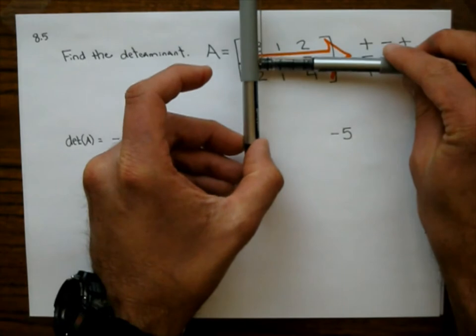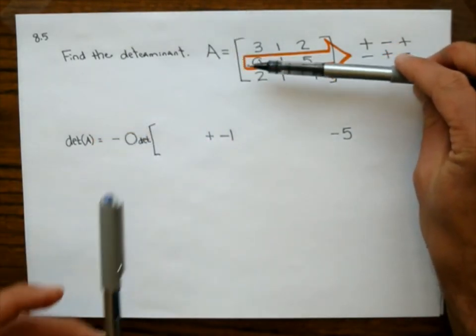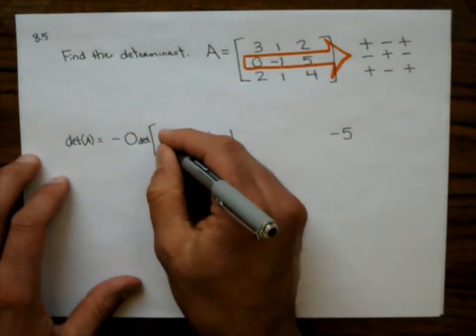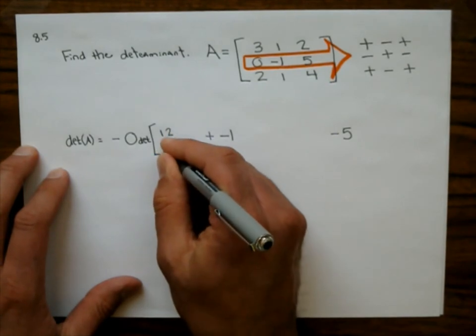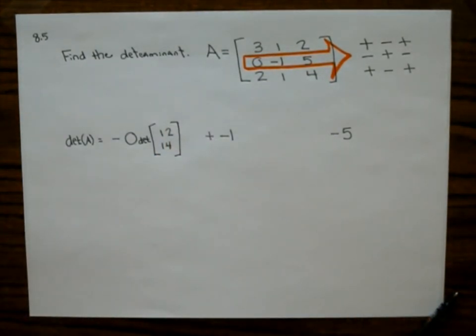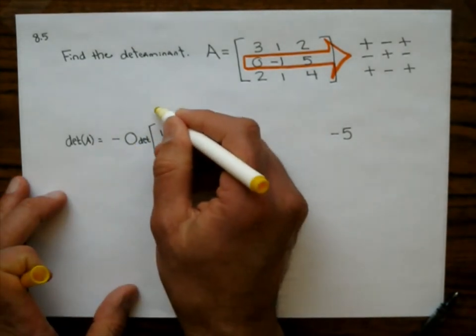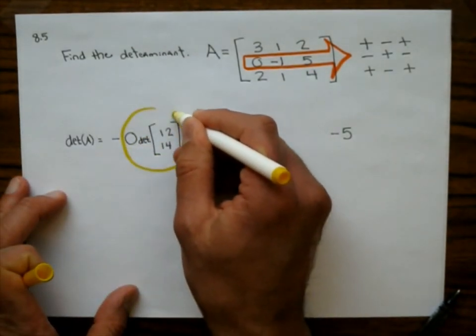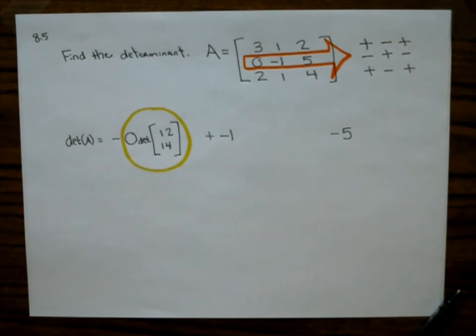I had like a nail file or something. And so I get 1, 2, 1, 4. Now, this one doesn't matter because it's really 0 times that, so there's a big 0 there. I don't even have to do anything else with that.